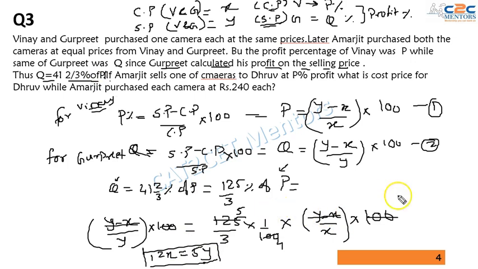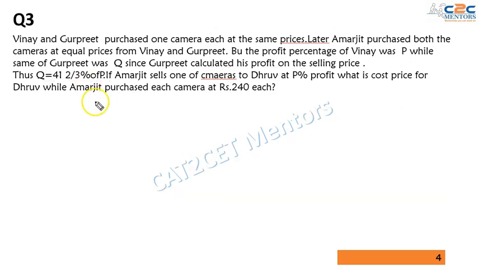So this is clear to all of you. 12X equals 5Y. This is the relation which we have got till now. Let me write it over here: 12X equal to 5Y, where X is the cost price and Y is the selling price. This is the information for Vinay as well as Gurpreet.